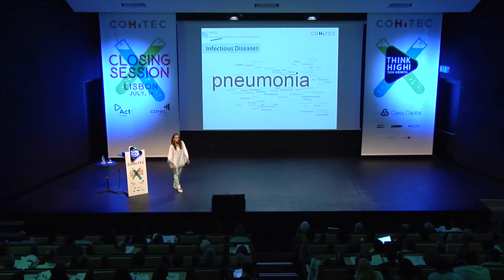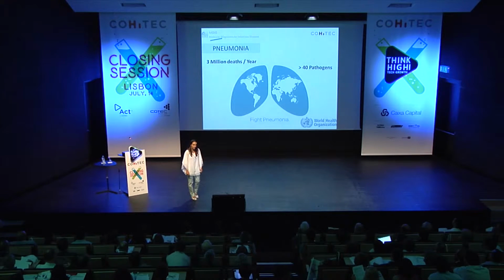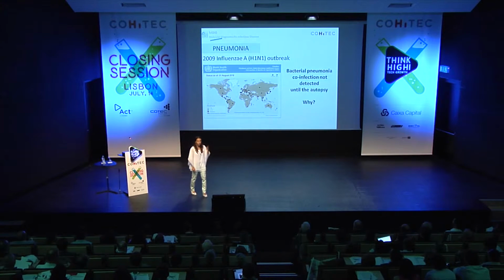So let me present to you pneumonia, the number one cause of infectious disease deaths worldwide. It is responsible for over 3 million deaths a year, and it can be caused by over 40 different pathogens. One of the key aspects of pneumonia is that it is actually a secondary infection of the initial flu. I don't know if you remember, but in 2009, we had a big influenza A outbreak. Influenza A is the common flu. And a huge number of people died due not to influenza A, but to a complication of pneumonia.